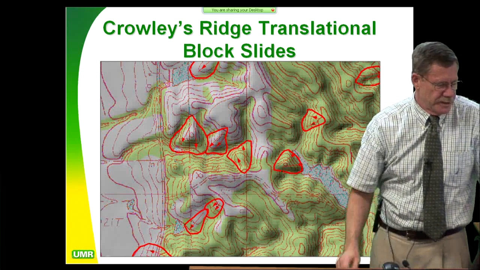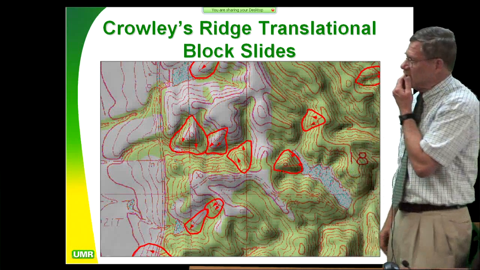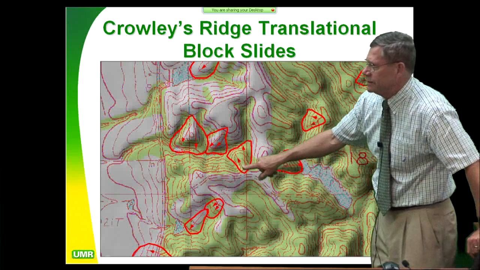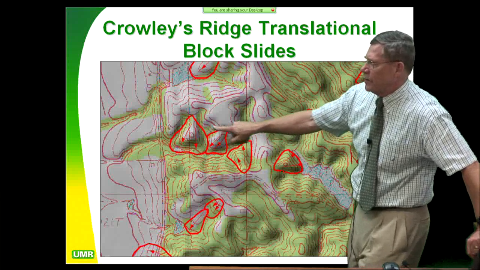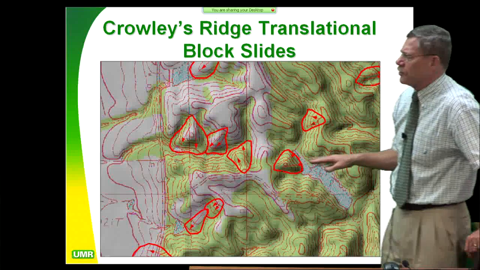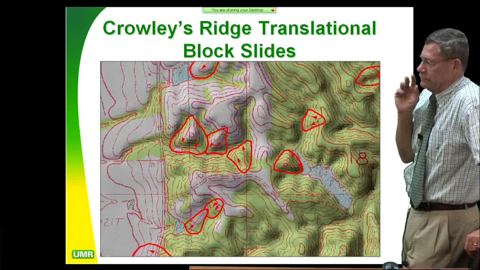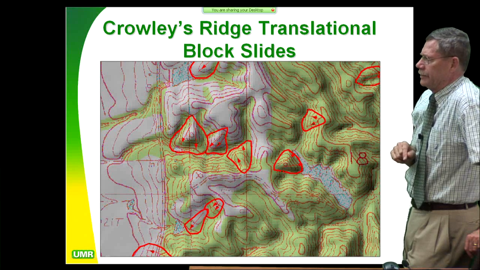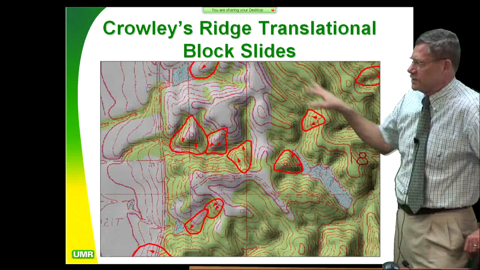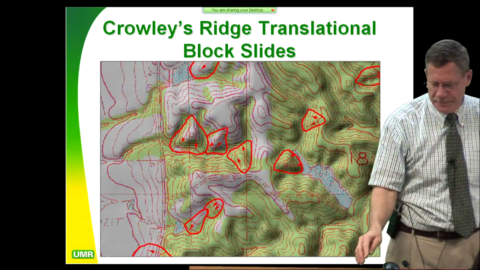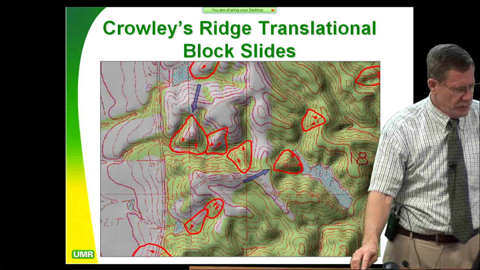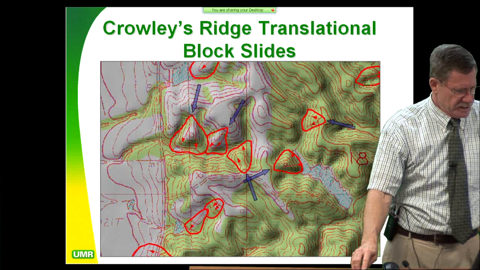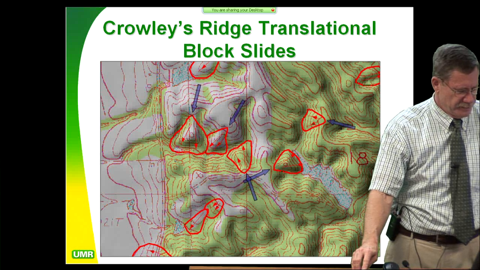If we look at Crowley's Ridge, these are some of the translational features that we identified that have these isolated knobs that look suspicious. When we went out and looked at these, about a third of them turned out to be actual translational block slides. Not every single one of them, but about a third of them are the ones that we identified as potential targets. And there they are. You can see those isolated necks and the knobs.